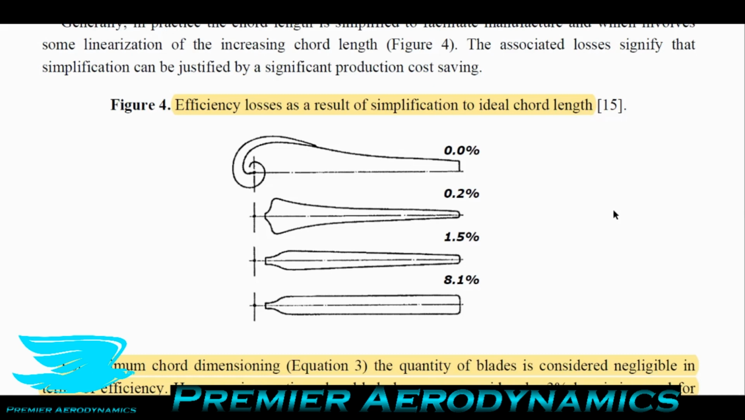So if you want to make it easier, you might be able to take off those edges of the arrowhead, you know how it flares out. Take those edges off and round them. That reduces the efficiency by 1.5%. Then if you want to make it even simpler, you just make the entire chord pretty much constant across the span, and that reduces efficiency by 8.1%. So that's obviously easy to make, but the efficiency drops.